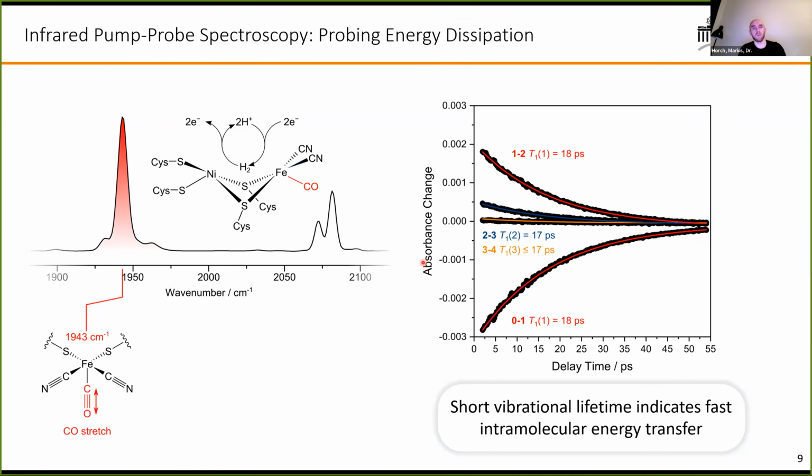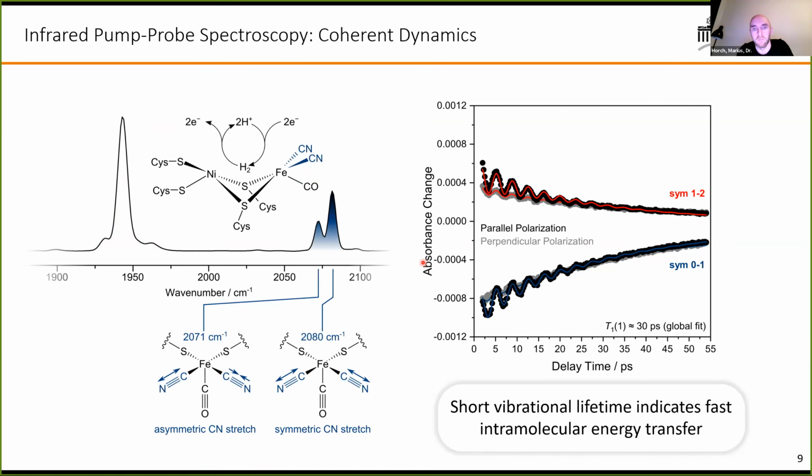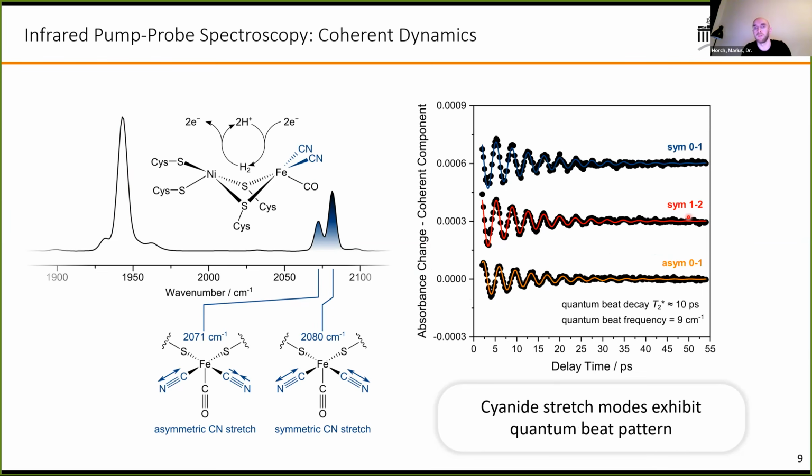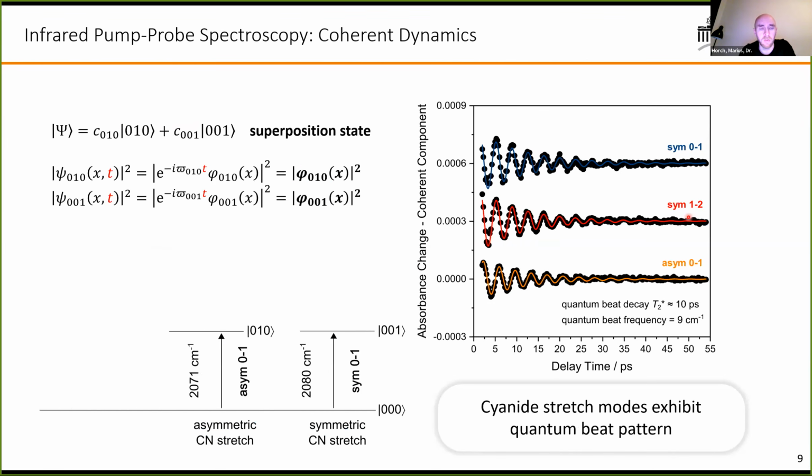So of course, we can not only look at the time evolution of the CO stretching vibration, but we can also do the same for the cyanide stretching vibrations. In general, we come to very similar conclusions regarding energy transfer. And in addition, we also see these very weird oscillations here on these decay curves, which are even better obvious if we remove the exponential background. Now, the reason that we see this so-called quantum beat pattern is basically that we're coherently exciting the enzyme. And so what we create is a so-called coherent superposition state.